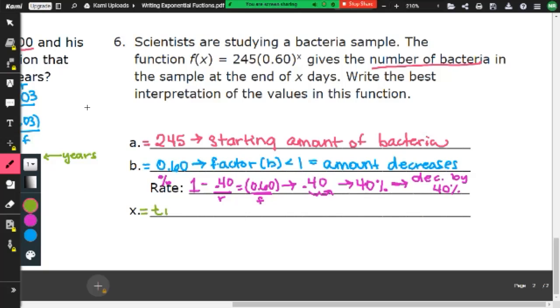X is time. This one does give us a specific amount of time. Days. You see that right there, X amount of days. Okay. I know.